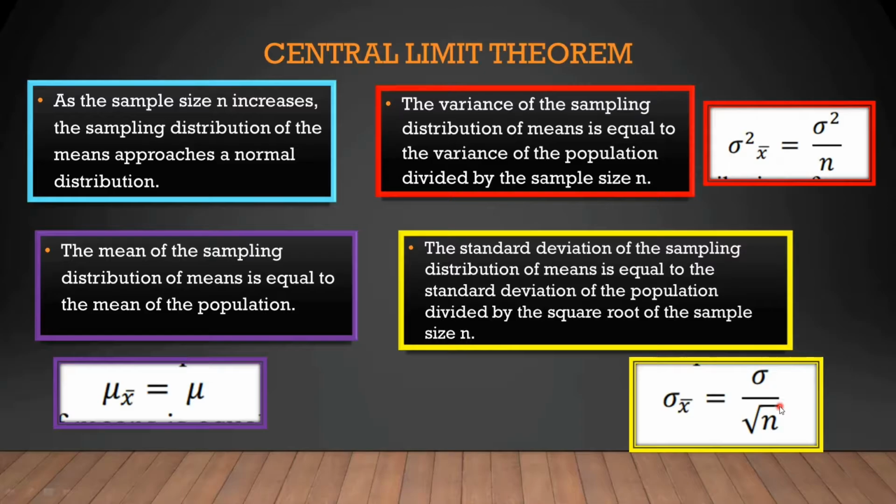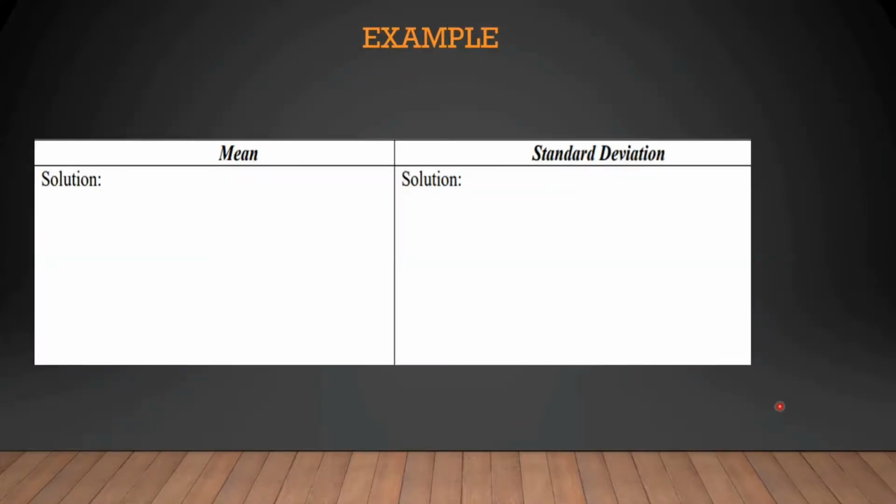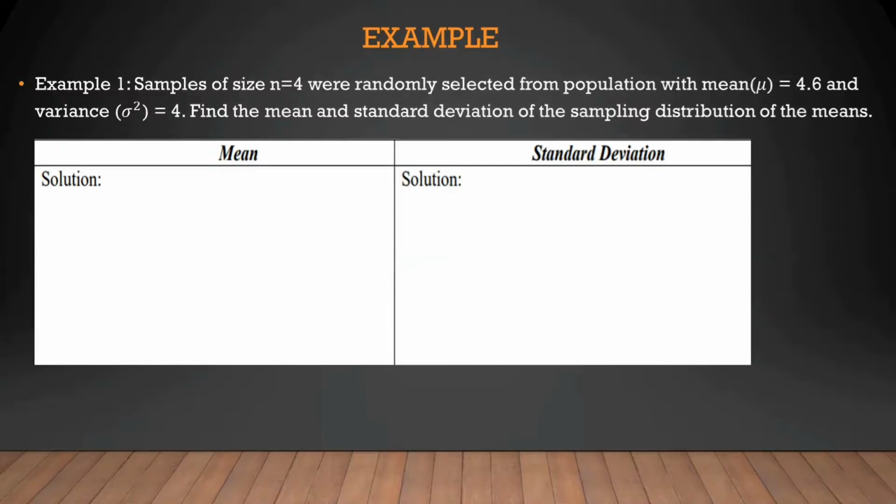So, to further understand, paano ba natin to gagamitin? So, mostly ginagamit ito if the given in the problem is meron na siyang mean, variance, and standard deviation. So, given na siya. So, to further understand, let's proceed sa ating example. Example number 1: sample size n is equal to 4 were randomly selected from a population with mean 4.6 and variance equal to 4.